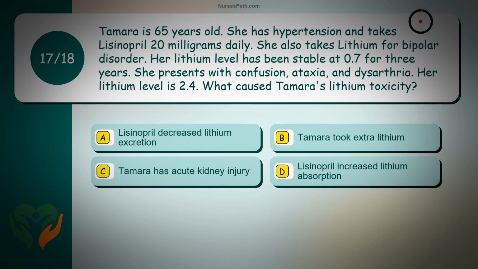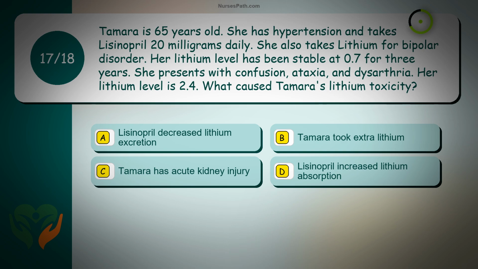Question 17. Tamara is 65 years old. She has hypertension and takes lisinopril 20 mg daily. She also takes lithium for bipolar disorder. Her lithium level has been stable at 0.7 for 3 years. She presents with confusion, ataxia, and dysarthria. Her lithium level is 2.4. What caused Tamara's lithium toxicity?